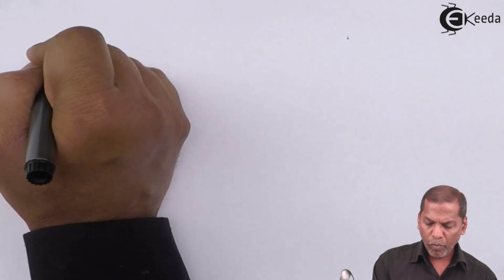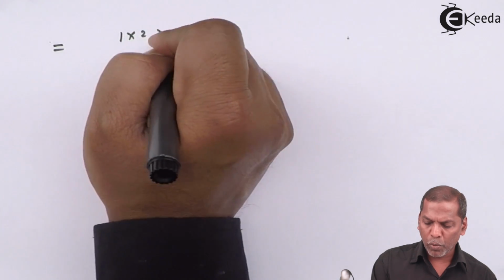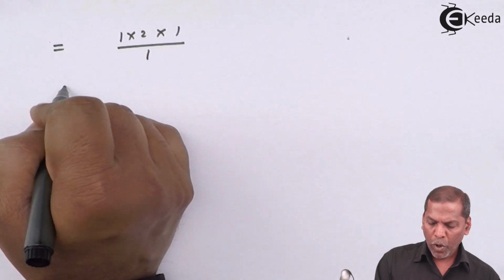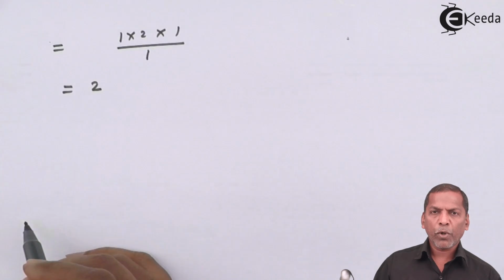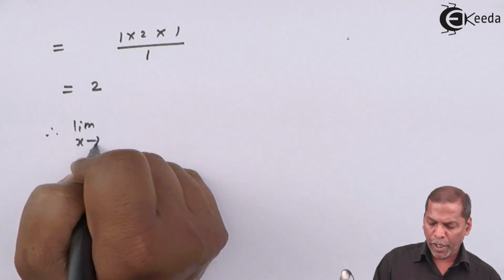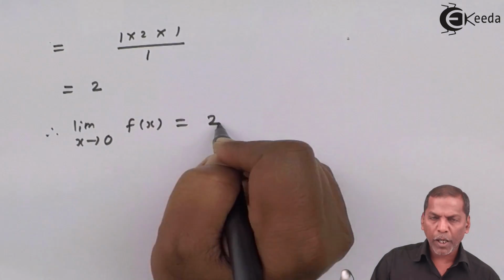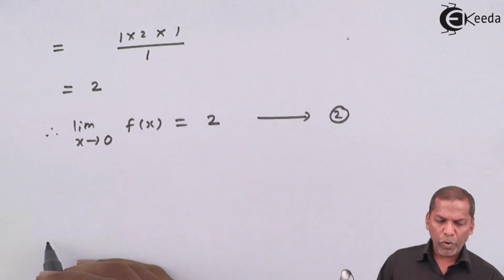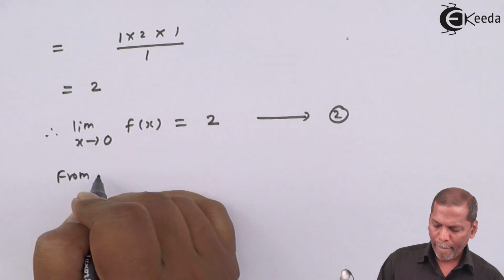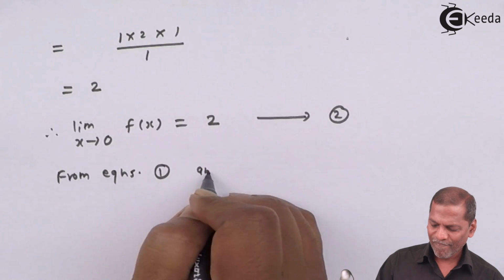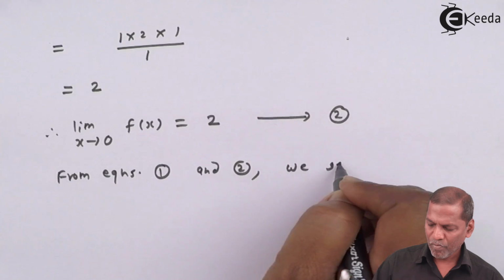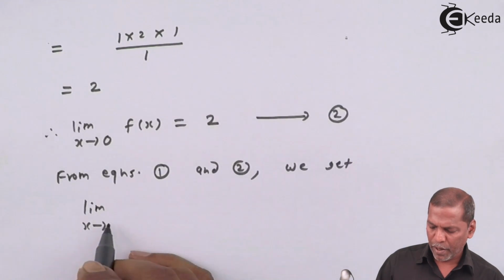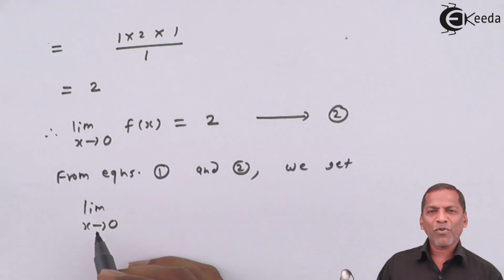So the next step will be is equal to 1 into 2 into 1 upon 1. So finally we get is equal to 2. So in this way we get limit x tends to 0 f of x is equal to 2. Say equation number 2. So from equation 1 and 2 we conclude that limit x tends to 0 f of x is not equal to f of 0.